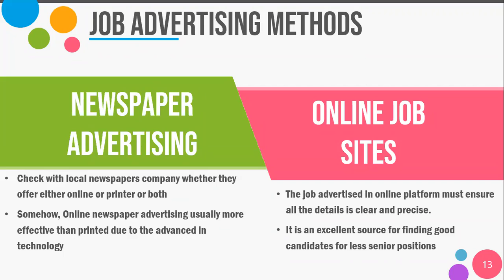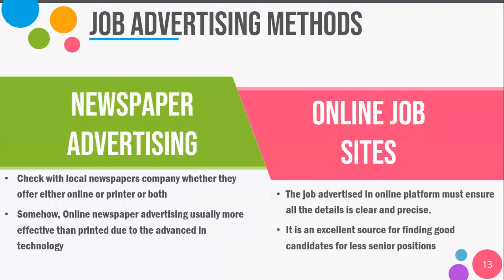So you have to check whether the local newspaper company is offering an online or print service, or both. Right now, for example, Berita Harian has 2 platforms, online and printed. Utusan Malaysia or Utusan Sarawak also have 2 forms: online, Utusan Online, you can Google it, and also the printed form, the black and white newspaper that we always see, or they offer both. So you have to choose whether you want to promote in the printed medium, the online medium, or both.